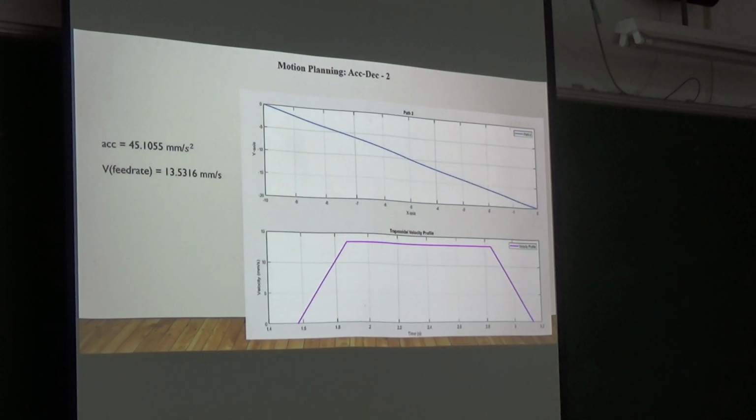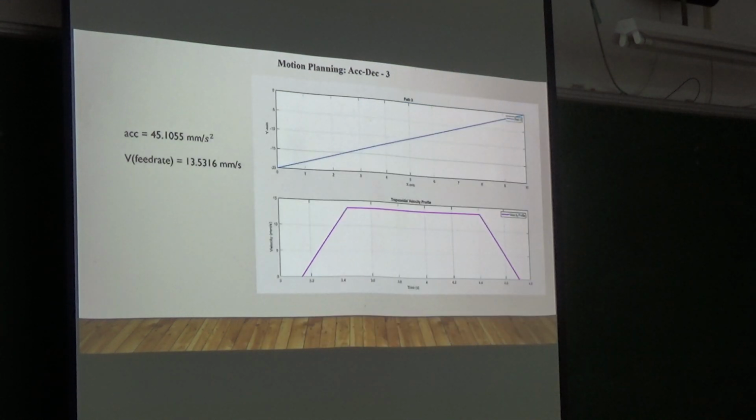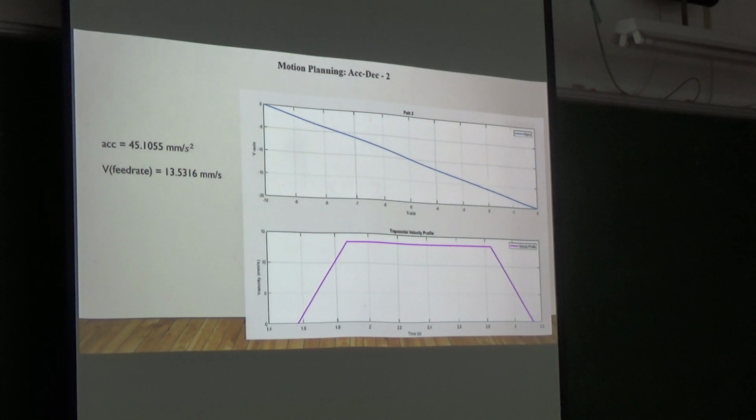The second part and the third part are kind of the same because they have the same distance. That's why I designed the acceleration, the feedrate and the velocity to be the same. This acceleration is about 45 millimeters per second squared, and the feedrate is around 13.5 millimeters per second.